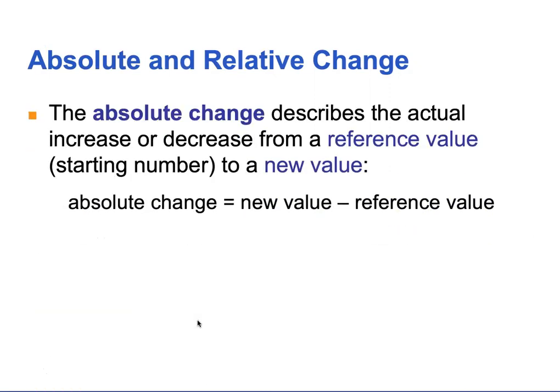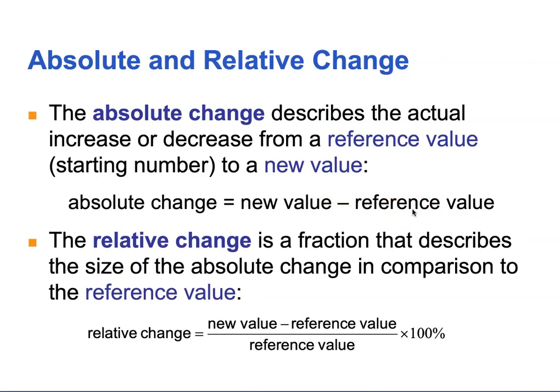Absolute and relative change. The absolute change describes the actual increase or decrease from a reference value or your starting number to the new value. So the formula would be something you need to have in your notes. Absolute change equals new value minus the reference value.